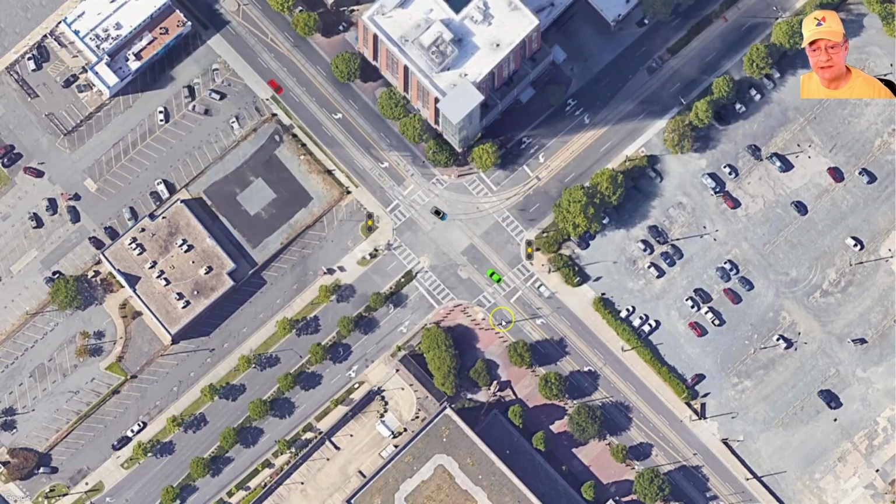Whereas on the other side, the driver of the green vehicle sees that the driver of the red vehicle is quite a distance from the intersection, so assumes that this driver is now going to slow down and come to a stop. So there we go.